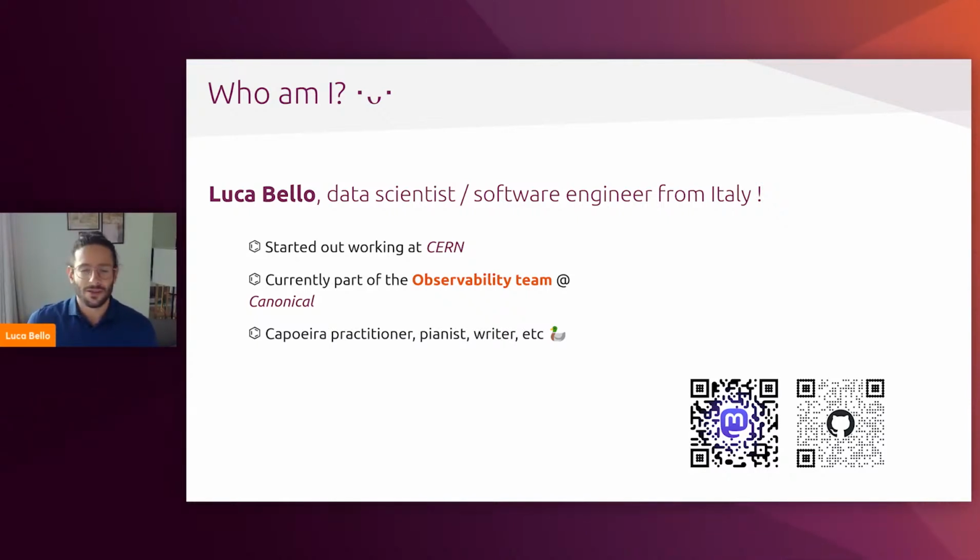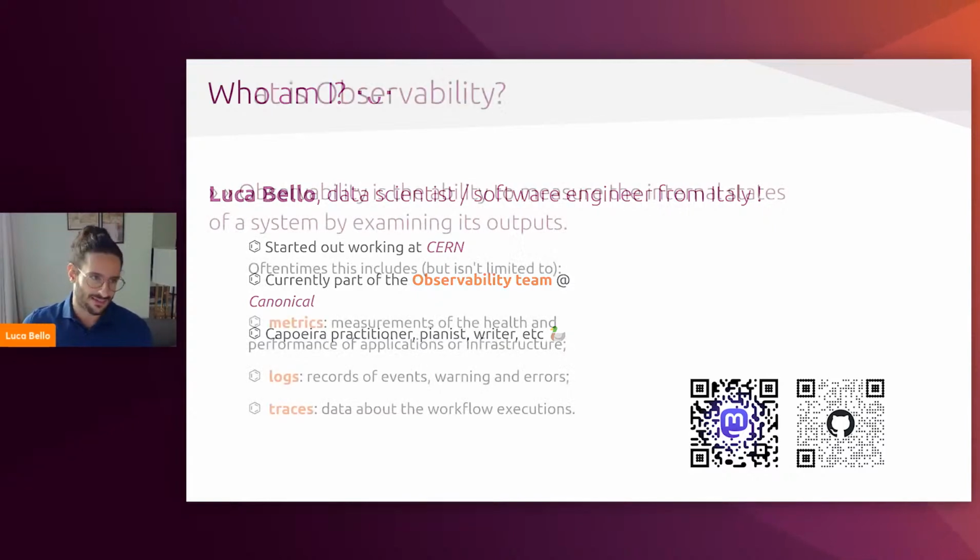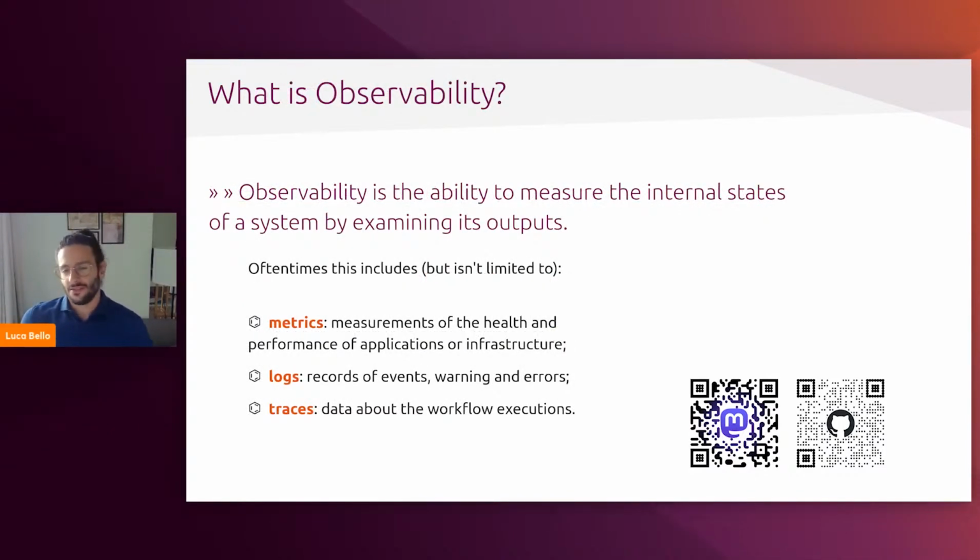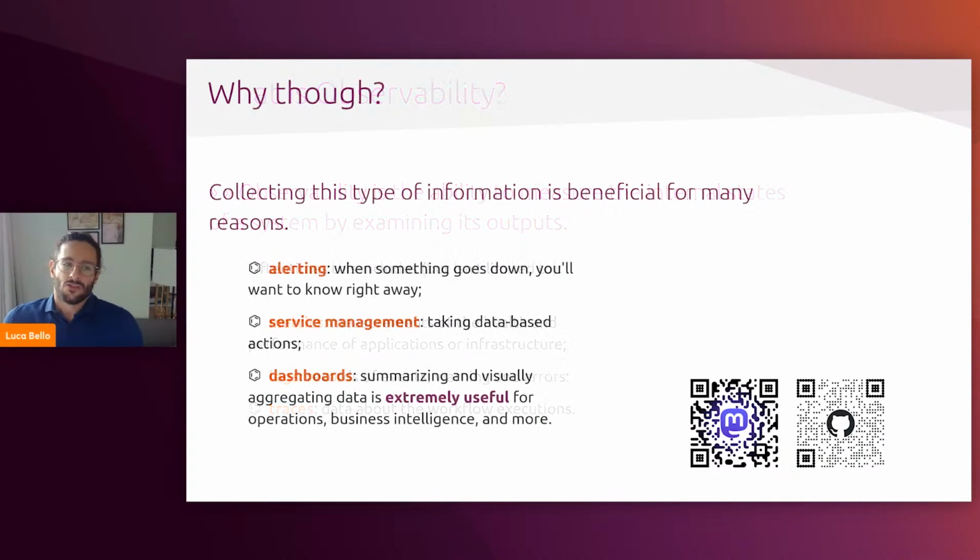Today, I'm going to talk about observability. So let me say a couple of words about what that is. Observability is the ability to measure the internal state of a system by examining the outputs. This is a term that comes from control theory. When we talk about it in IT, though, we often include the three pillars of observability, which are metrics, logs, and traces. Metrics are quantifiable measurements of something, usually the health and performance of applications and infrastructure. Logs are records of events, warnings, and errors, and traces are information about where your program is spending time in the code.